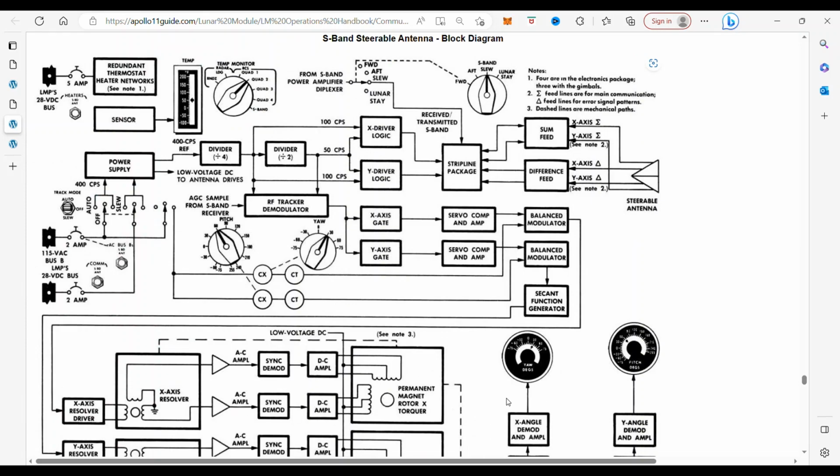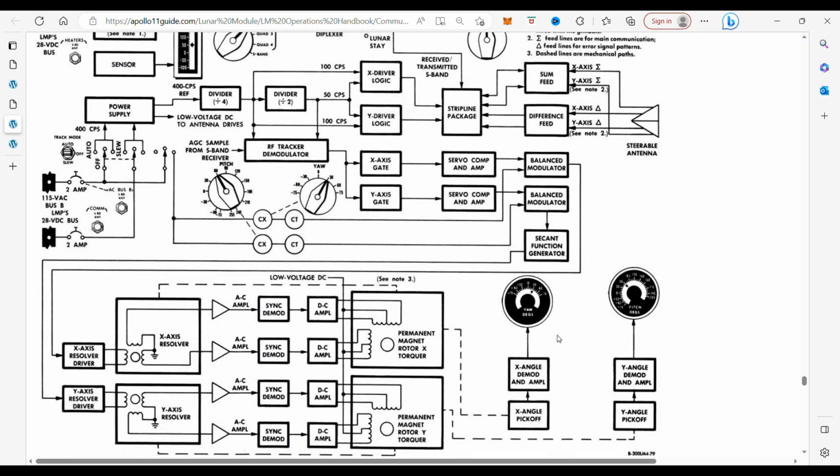Now we're going to get into the meat of the indicator. Here you have the yaw degree indicator and the pitch indicator. As you can see, yaw is with X, pitch is with Y. You'd think that yaw would be with Y, but no. So just remember, we're talking about this one, which is the X angle.